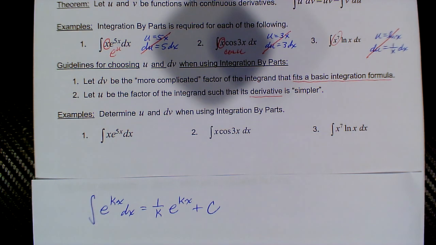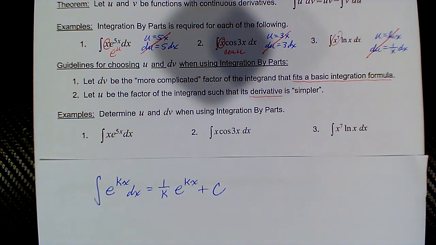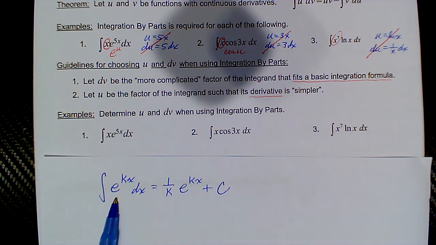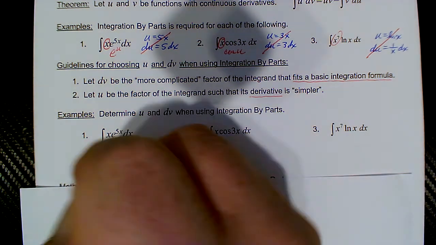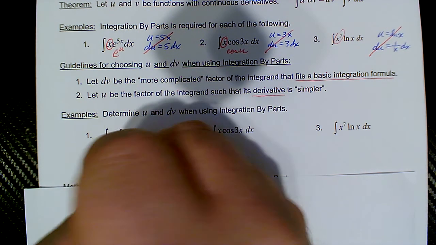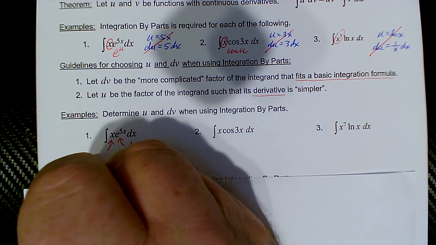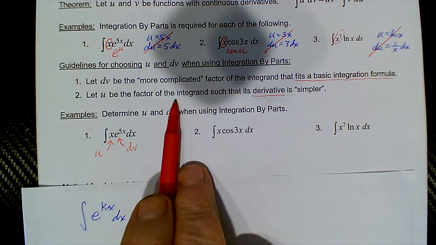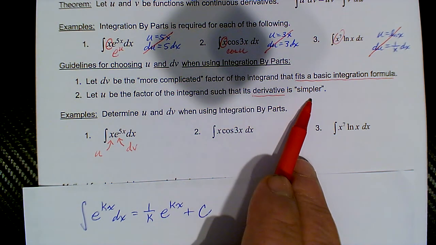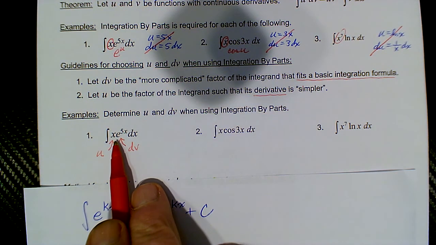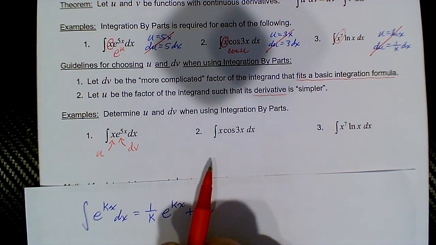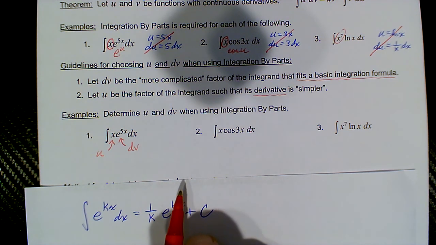So you might recall me telling you about 3 weeks ago that in about 3 weeks we'll be integrating these types of things on a daily basis, and guess what? Today's the day, right? So now, based on just that first guideline, we didn't even address the second guideline yet. Based on the first guideline, we'd say e to the 5x should be our dv. Now, does it make sense then to choose our u to be x? Well, if we want it to be the factor of the integrand such that its derivative is simpler, and the derivative of x is 1, which obviously is simpler. So it seems like those should be the proper choices.